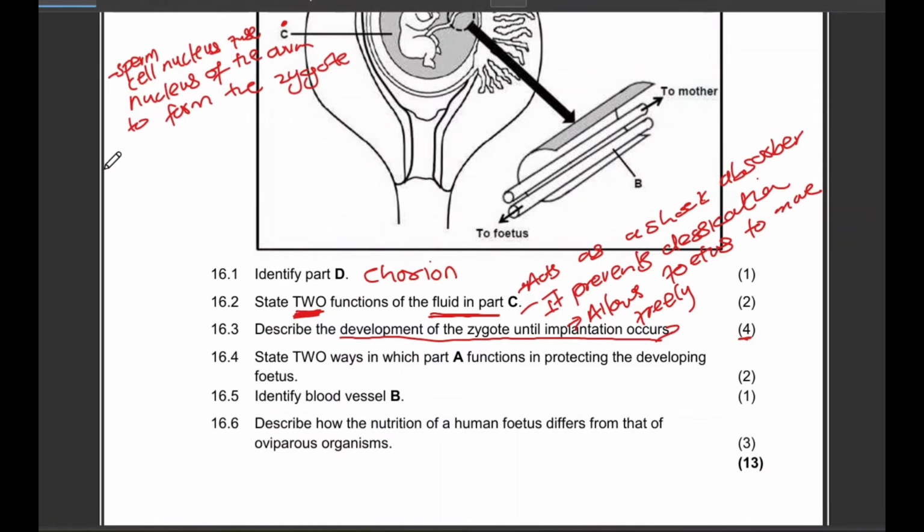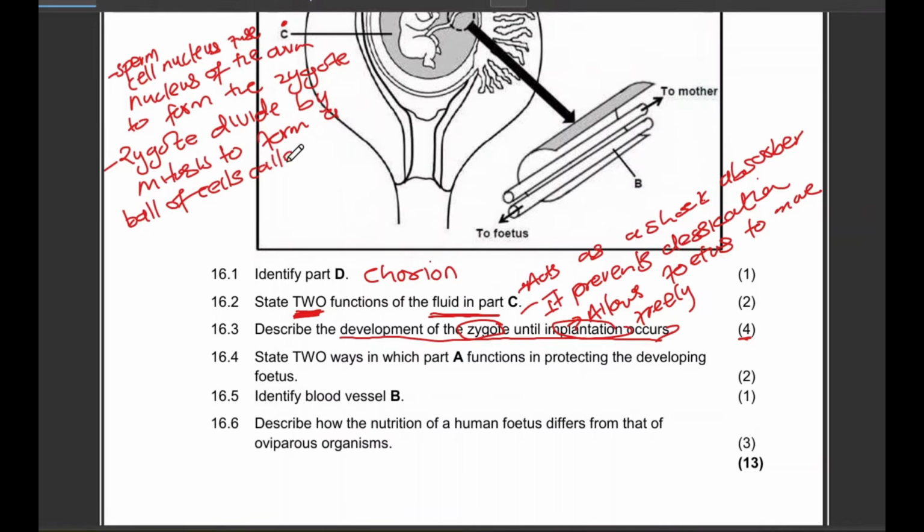And then the zygote is going to divide by mitosis. Remember, we're talking about the development of a zygote up until implantation occurs. Now, this zygote is then going to undergo mitosis. So this zygote is going to divide by mitosis in order to form a ball of cells, which is called a morula.